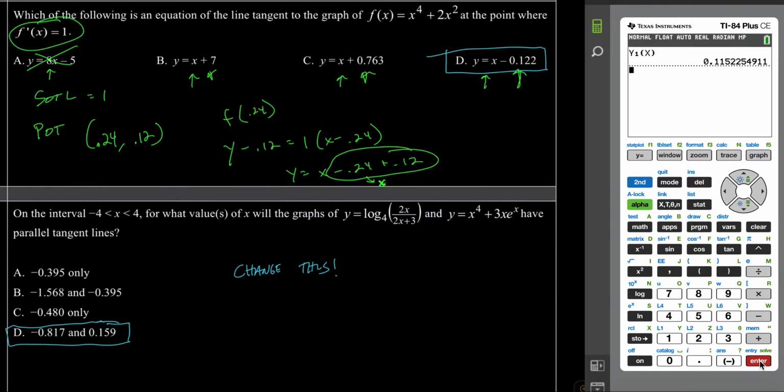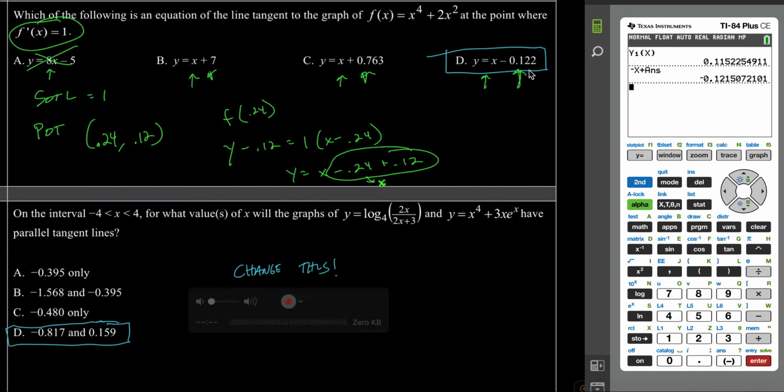So remember, 0.24 is x. So on my calculator, I'm going to start off by going negative the number you have stored as x, and then plus the answer I got from above. So I can go second answer. And that will give me that y-intercept I'm seeing there on choice D.